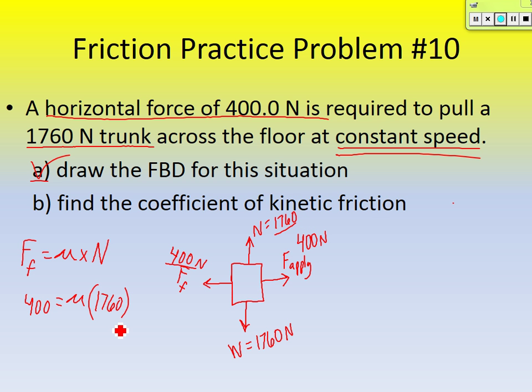Okay. Now, how do you find mu? Divide by 1760 both sides. Over here it cancels out. So mu is equal to 400 divided by 1760. 0.23, yes. So mu is equal to 0.23. Now, mu is an interesting number, a value. It doesn't have units. So you don't have to worry about putting units for the coefficient of friction.